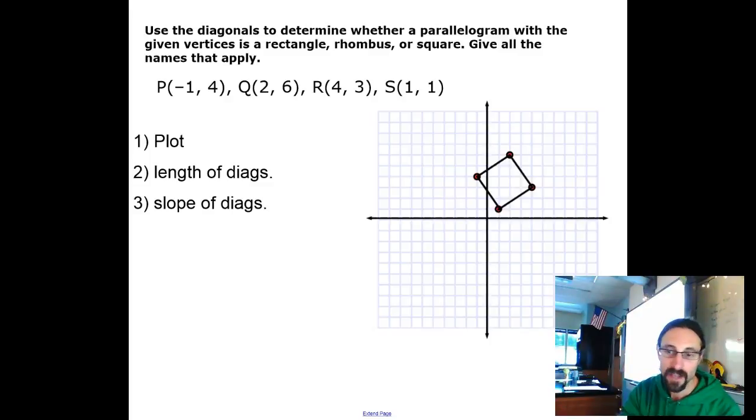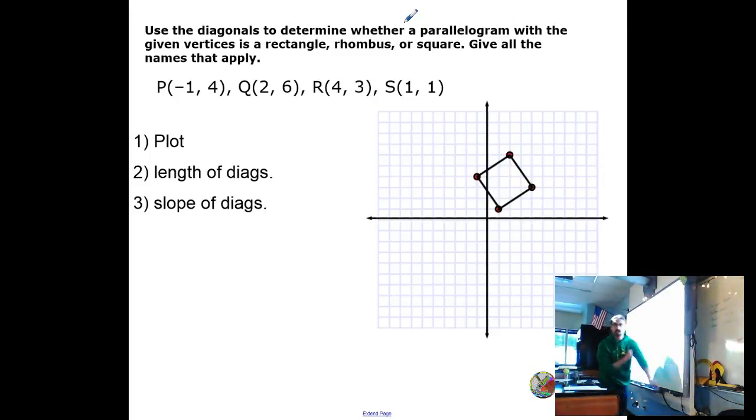All right, the last one here, I'm going to step over to the board and work this out because using the mouse to write is a horrible idea. It says, use the diagonals to determine whether a parallelogram with the given vertices is a rectangle, rhombus, or square. Give all the names that apply. So it could be none, it could be more than one. Step 1, plot the points. Step 2, find the length of the diagonals. Step 3, find the slope of the diagonals. This is a much easier problem than it looks.